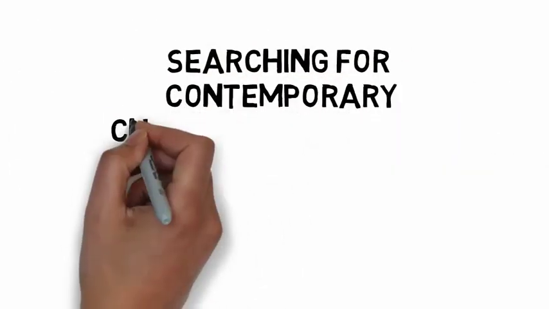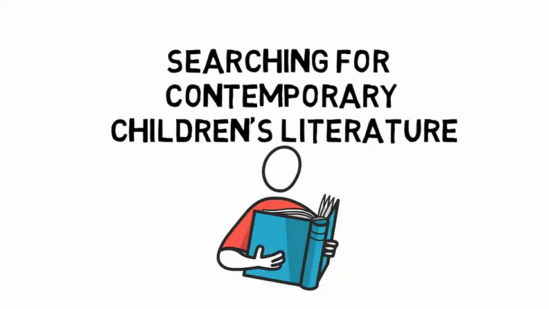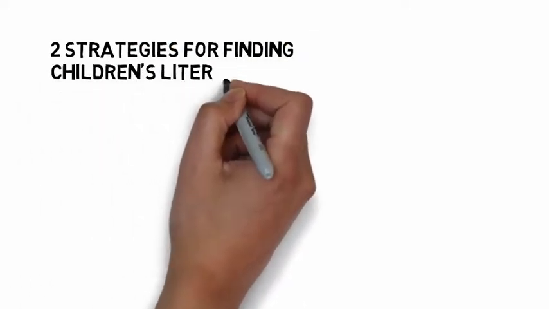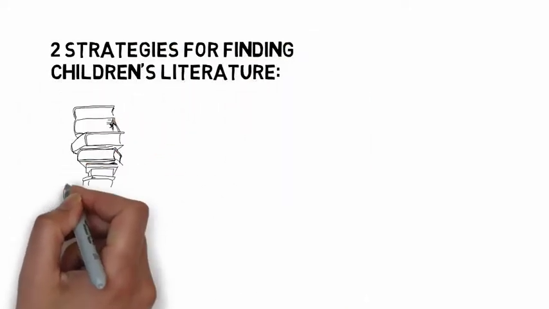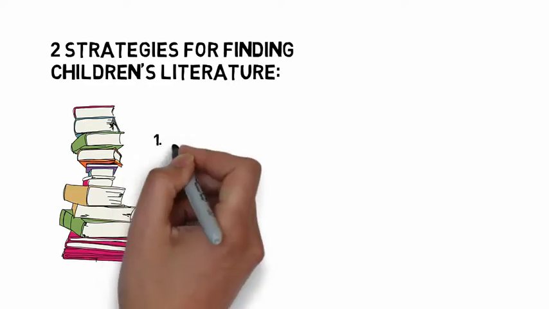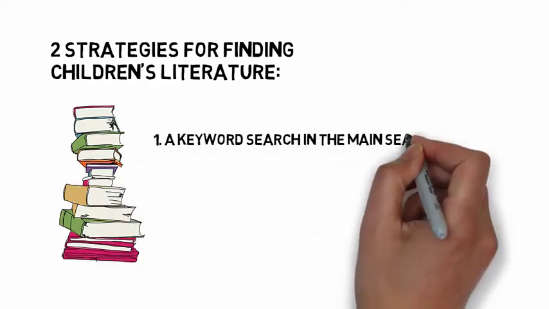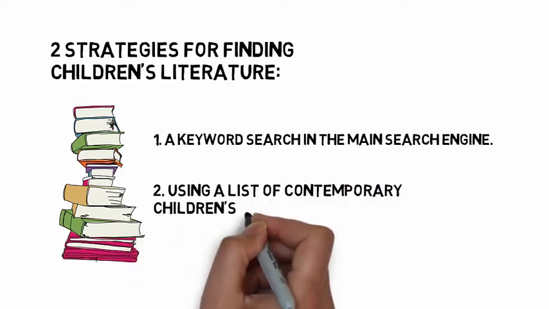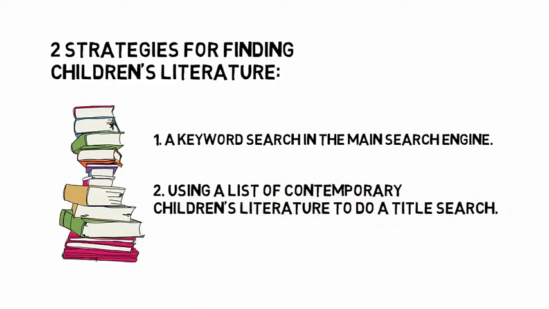Welcome to this video from the Carleton University Library on searching for contemporary children's literature in the library collection. This video demonstrates two strategies for finding children's literature. One, doing a keyword search in the main search engine, and two, using a list of contemporary children's literature in the collection to search for books by title. This list is found on the Detailed Subject Guide for Childhood and Youth Studies.